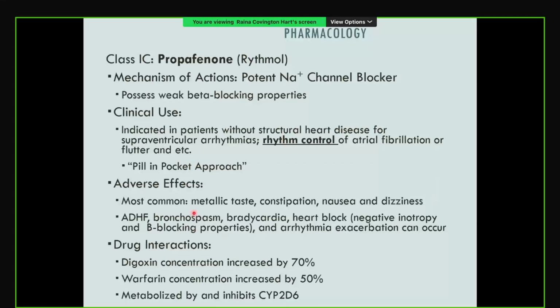Adverse effects that you have, something that's different, right? Metallic taste, GI issues, so like constipation, things like that can happen, nausea, vomiting. Your other adverse effects are very similar to what we already talked about. When you think about the bronchospasm, the bradycardia, the heart block, those are all things that are happening because of that weak beta blocking activity that it has. So these are the same adverse effects that you've seen before when you looked at beta blockers.